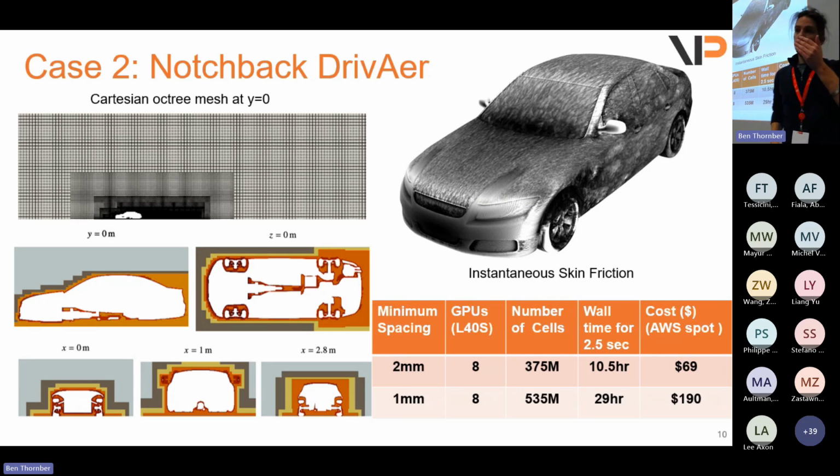Wall time to do a 2.5 second simulation for both of these: 10.5 hours for the 375 million, and then 29 hours to do 2.5 seconds on the 535 million. If you were to do this with AWS spot pricing, it would cost you about $70 to do the first simulation, and about $190 to do the second.